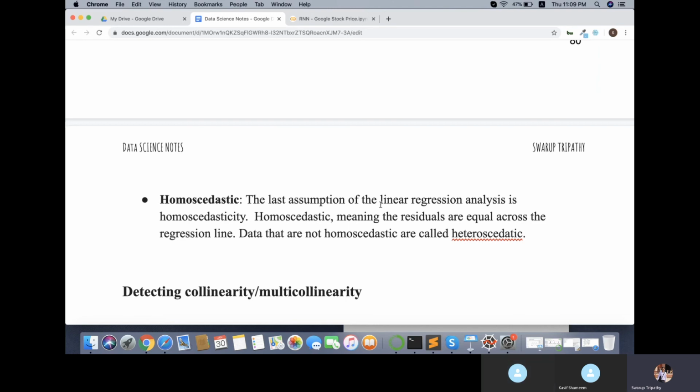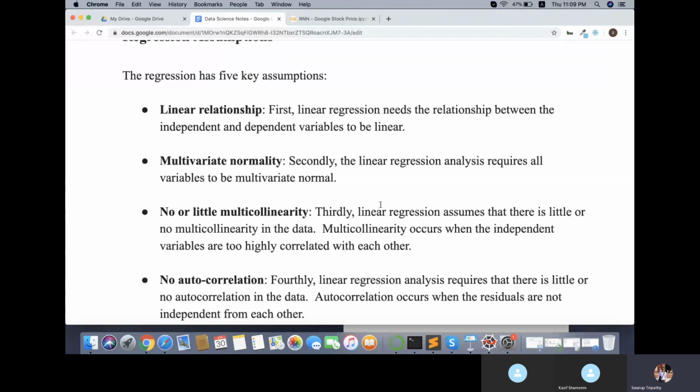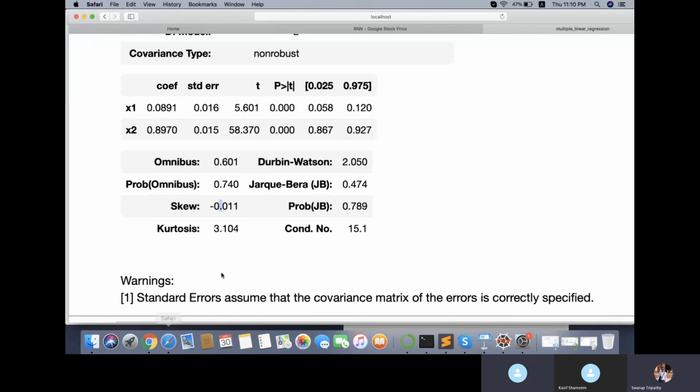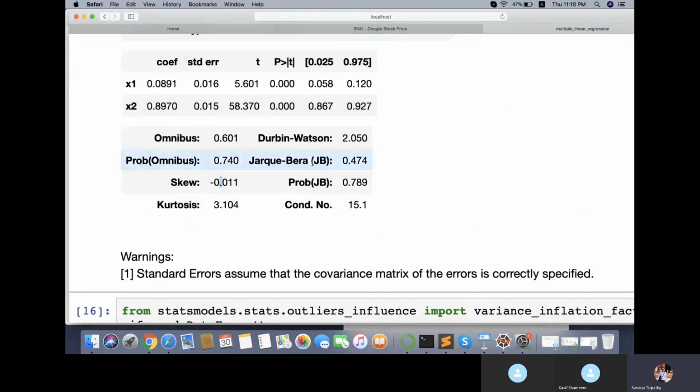Now to check each assumption: the first one, that data should have a linear relationship, we can check with the np.corrcoef function. Next is whether the data is multivariate normal or not. We can check that with a test called the Jarque-Bera test. If you see here, in our OLS test output, we are getting something called Jarque-Bera and Durbin-Watson. For the Jarque-Bera test, you have to look at the p-value. So from this also you can find out.